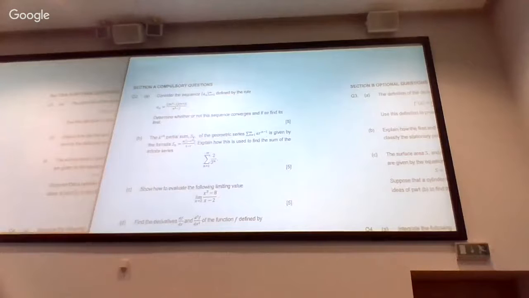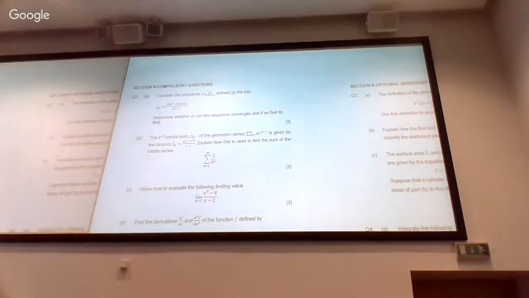Part B, a little introduction to a result about the geometric series. It tells us that the kth partial sum of the geometric series, the sum of ar^(n-1), is given by a certain formula. Explain how this is used to find the sum of the infinite series, the sum of this infinite series here.